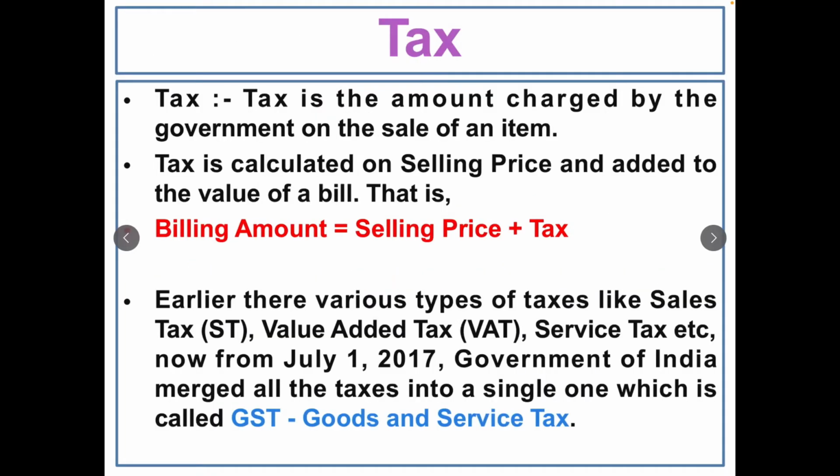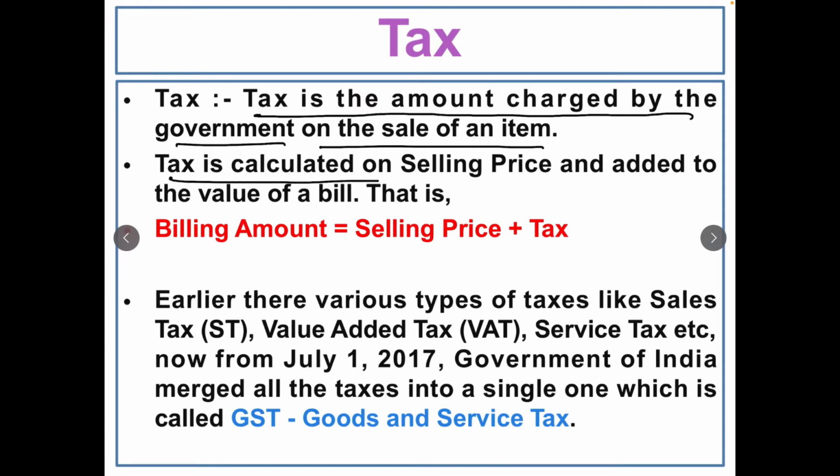Now moving to the next topic, we have tax. Tax is the amount charged by the government on the sale of an item. Whenever you buy an article from the market, you always pay some amount of the bill as tax to the shopkeeper, and that shopkeeper pays that amount to the government. Eventually the government will get the tax amount. So tax is the amount charged by the government on the sale of an article or any item.